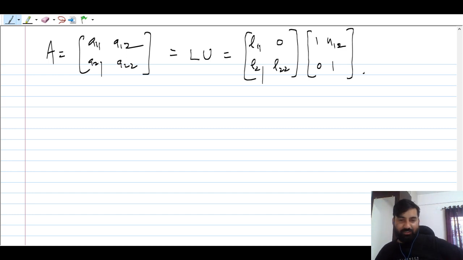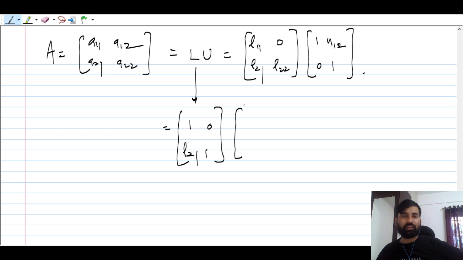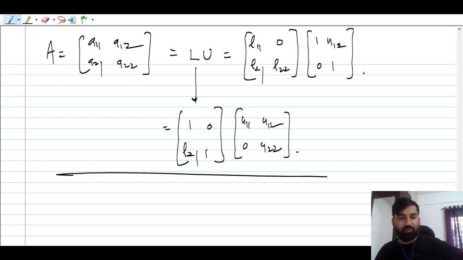इसको आप ऐसे भी लिख सकते हो. You can also write this as L11, 0, L21, L22. Now you write upper triangular matrix as u11, u12, 0, u22. So both ways you can identify, you can factorize. In the examination, the way they are asking the question, you have to understand, right? So this is for 2 by 2, right? And we'll talk about 3 by 3.